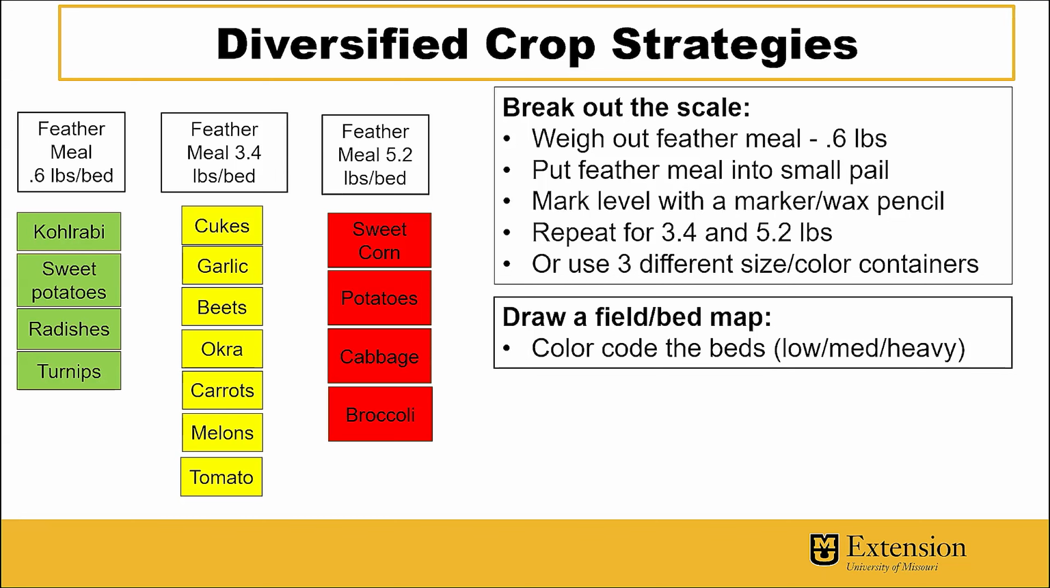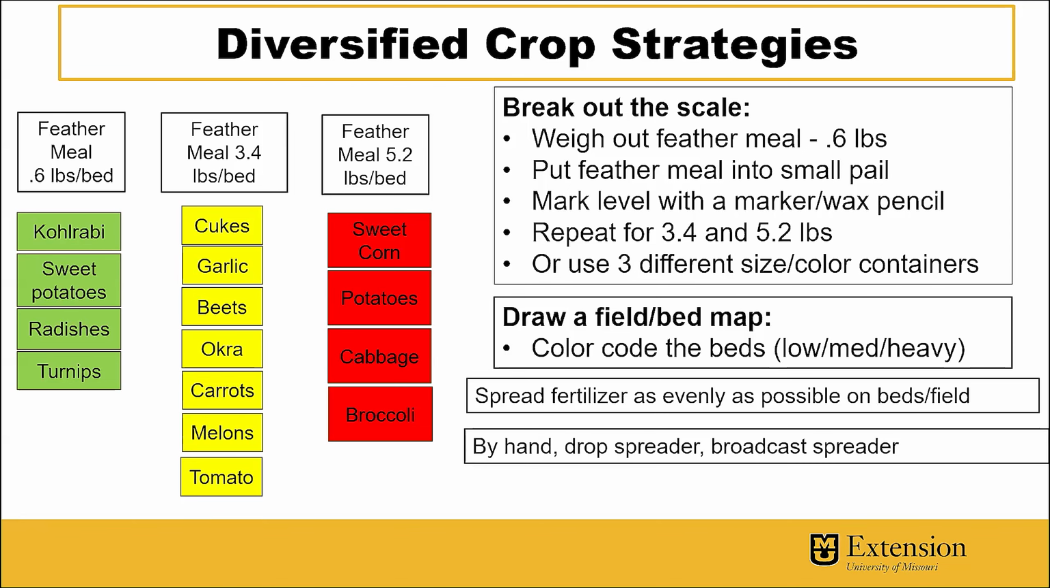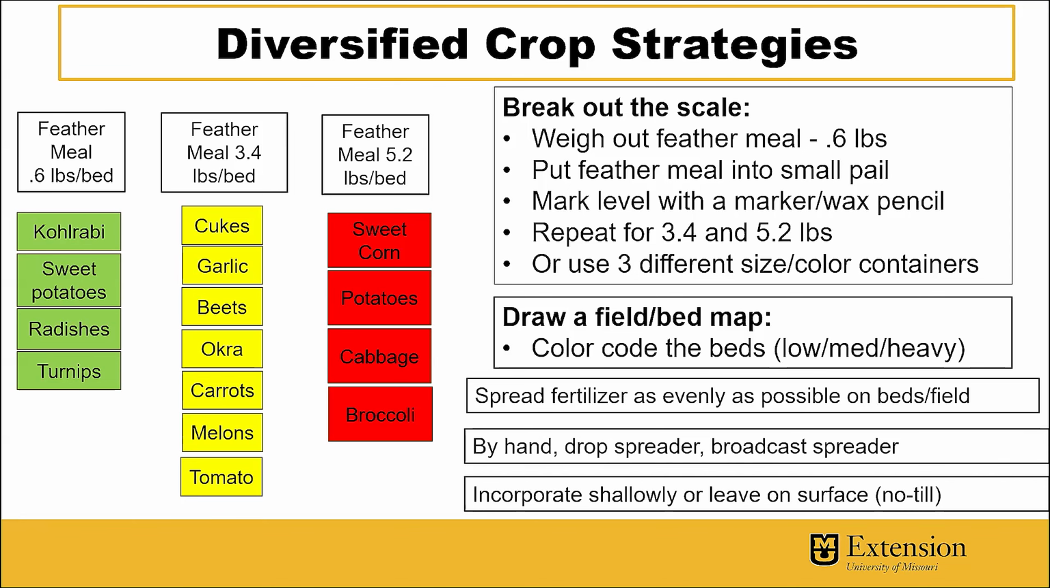It can be helpful to draw a field map and color code the beds based off low, medium, and heavy feeders. You're going to then spread the fertilizer as evenly as possible on the beds or field. You can do this by hand, with a drop spreader, or a broadcast spreader. And then you're going to want to incorporate this shallowly or leave it on the soil surface in a no-till situation.